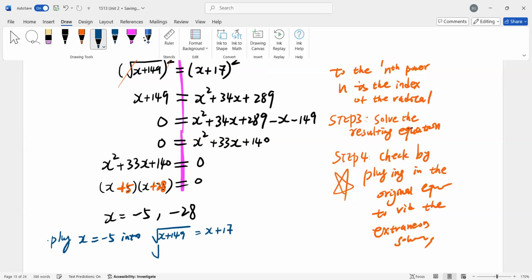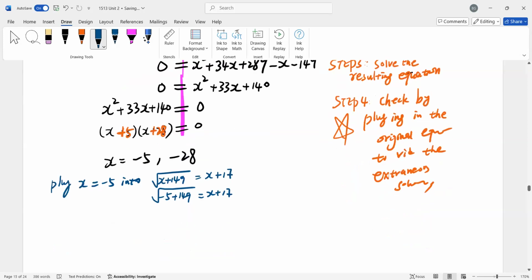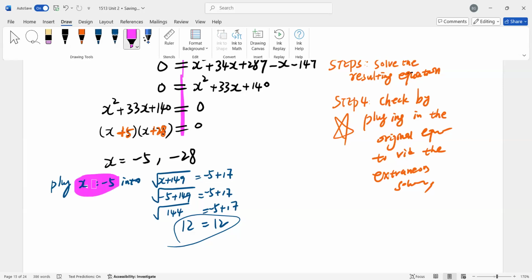Okay, let's plug in. So x is -5. -5 plus 149, x plus 17. 149 minus 5, 144. Sorry, x is -5 here. And then we know the square root of 144 is 12. And -5 plus 17 is also 12. When we get an identity, we get a true statement. Yes, -5 is a solution. We're going to keep this.